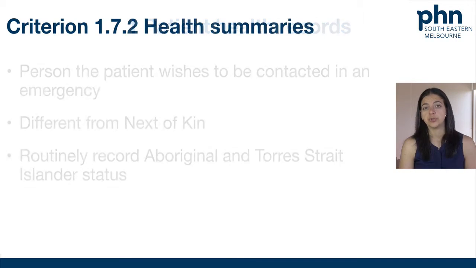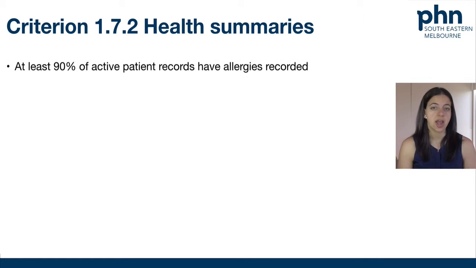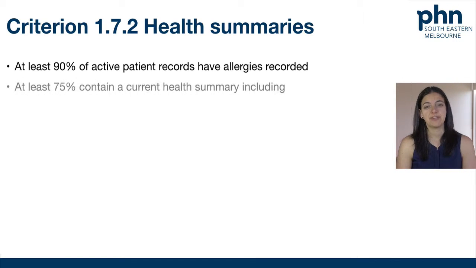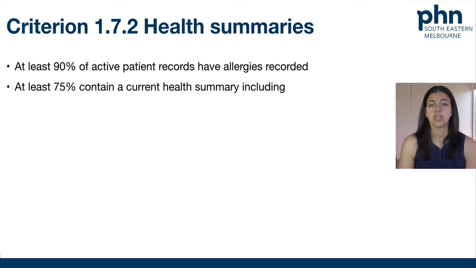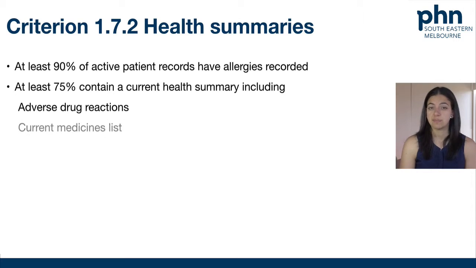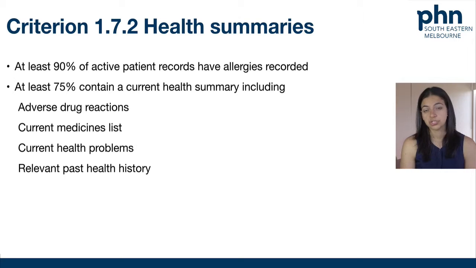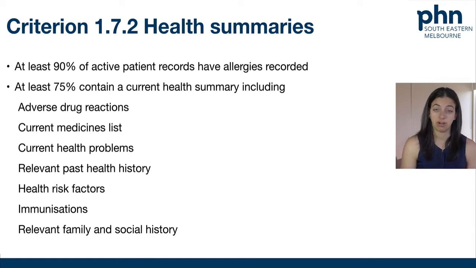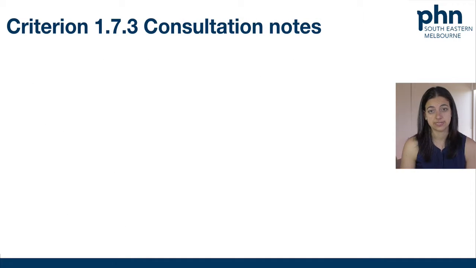Criterion 1.7.2, Health Summaries, dictates that at least 90% of your active patient health records have allergies recorded, and that at least 75% of your active patient records contain a current health summary. This summary should include, where appropriate, adverse drug reactions, current medicine list, current health problems, relevant past history, also health risk factors such as smoking or alcohol intake, immunizations, any relevant family history, as well as relevant social history, and you must also include cultural background where clinically relevant.